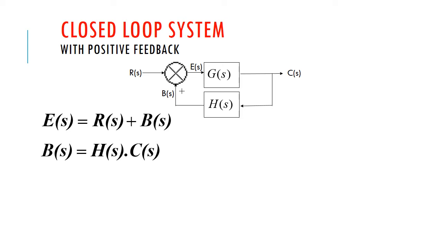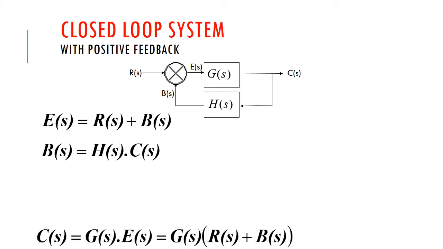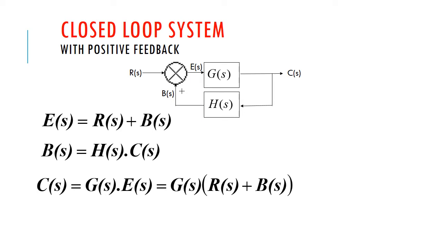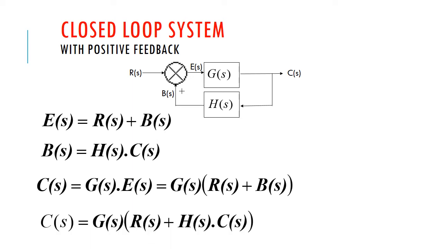Similarly, we can write the equation for C of S. So C of S is equal to E of S into G of S. From the above equation, we can put the value of E of S equal to R of S plus B of S. Again, we can put the value of B of S from the above equation. So the equation becomes C of S is equal to G of S in the bracket R of S plus H of S into C of S.